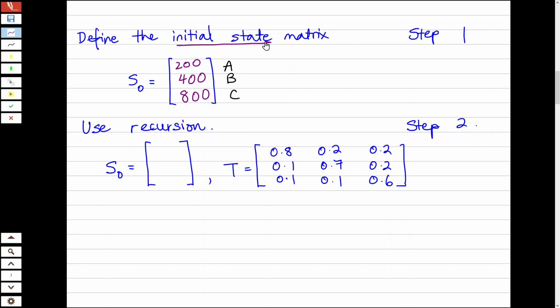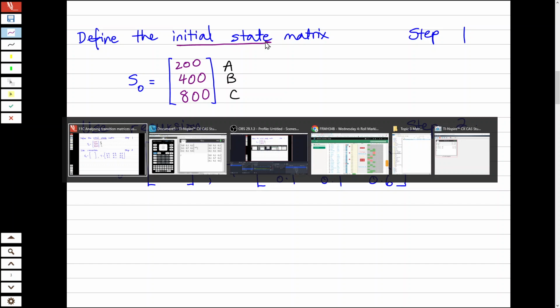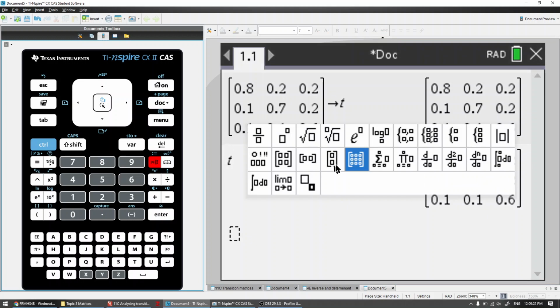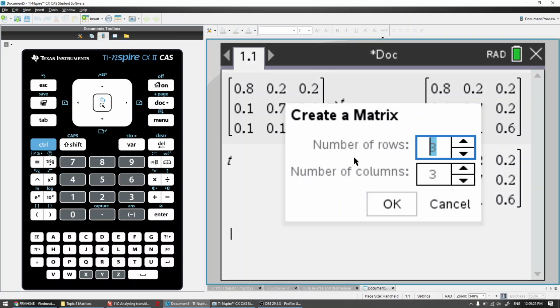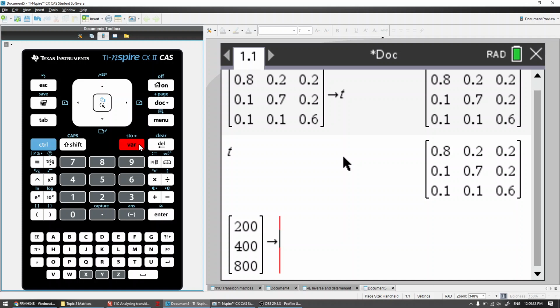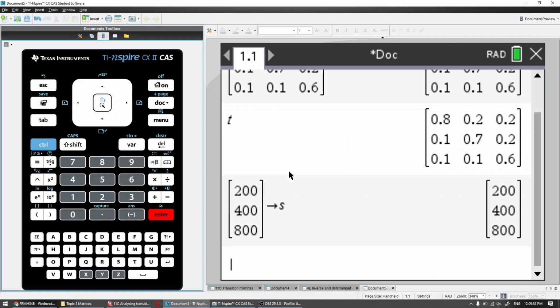So I think we should store this matrix in our CAS calculator as well. So go ahead and do that. Let's go back to the CAS calculator. And this time, we'll just call it S, okay? So create a new matrix. This time it's a 3x1 matrix. Control there to store, and we'll just call it S. You could call it something else, but I would advise you not to, because you may confuse yourself.